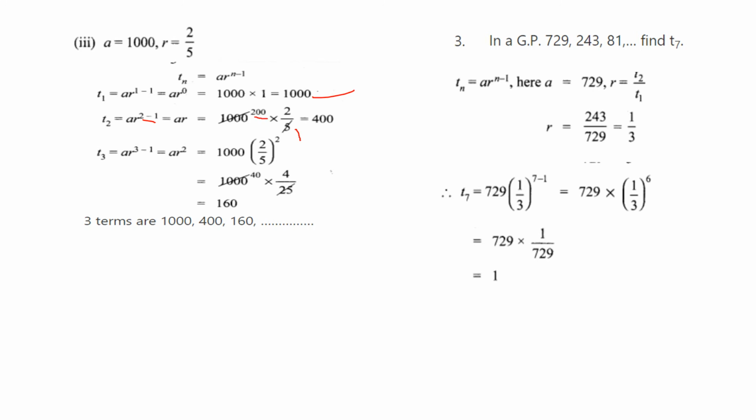200 into 2, 400. T3 equal to A R to the power 3 minus 1, that is A R squared, that is 1000 into 2 by 5 whole squared. 2 squared, 5 squared, 25. So 1000 by 25: 4 25s are 100, so 0, 40 into 4, 160. Therefore, the three terms are 1000, 400, 160.